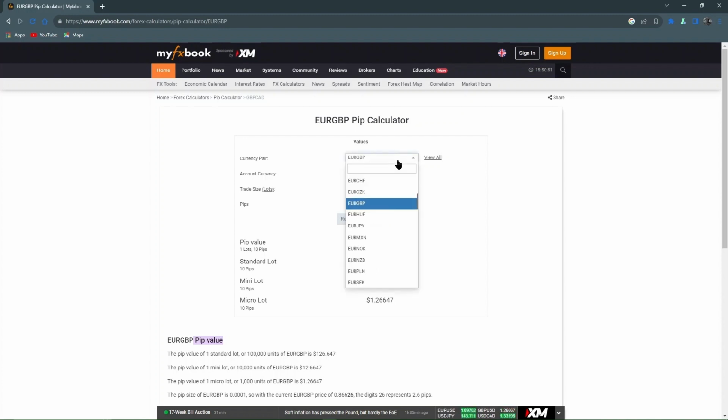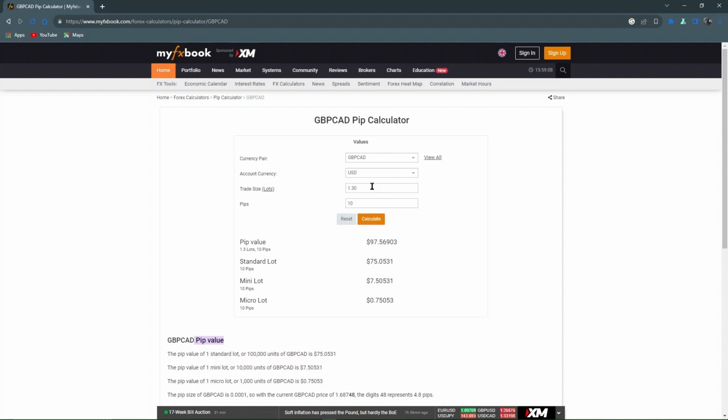Let's go to GBP CAD. Assuming you are trading this, the pip value is down, so you are going to use more of this. 1.30. Let's use this one, 97. Then you change it to 35, 34. Then you know this is the lot size that I'm supposed to use on a 10 pip stop loss, so that I can risk exactly $100 on your prop firm challenge or your personal account.